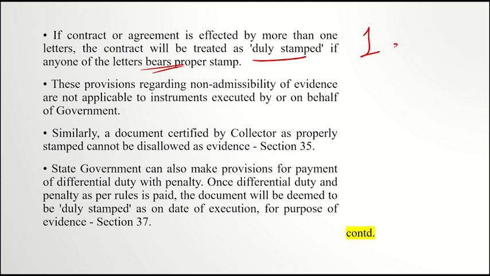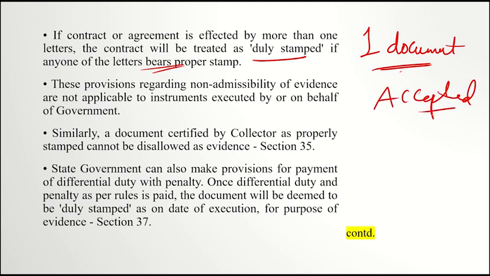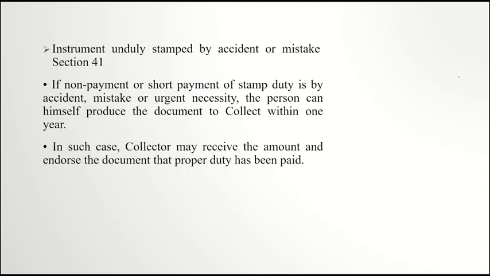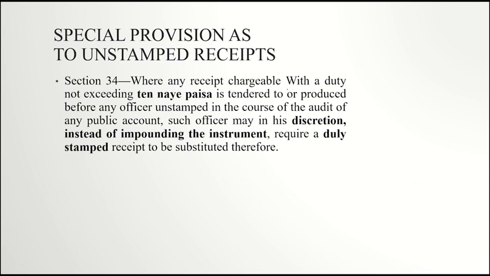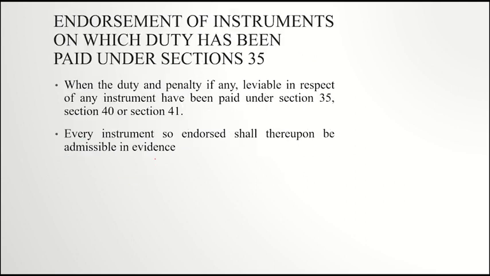So even if one document has the correct stamp duty paid, then it will be accepted. So even one document, it is fine. That is what we have to understand. Next we can go to the special provisions as to unstamped receipts. So section 34. Here it says that if there is any unstamped receipt, the discretion of the stamp duty authority is final.